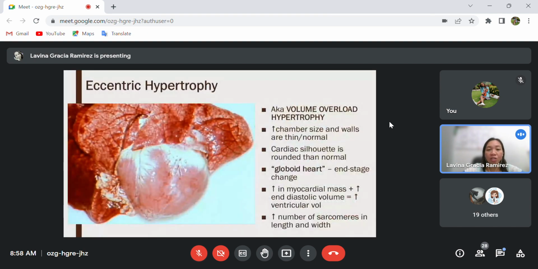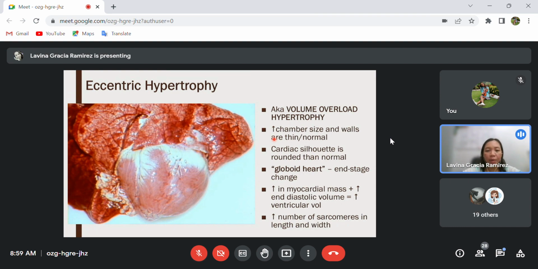Now, for the eccentric hypertrophy, I mentioned earlier, volume overload hypertrophy, there is increased chamber size, as you can see in our previous pictures. Okay, because our heart enlarged, there is a large enlargement. So the cardiac silhouette is more rounded than normal, more of a globoid heart. That's why it's called globoid heart or the end stage change. It resembles cardiac dilatation. That's why I told you a while ago that cardiac dilatation can be mixed with cardiac hypertrophy.